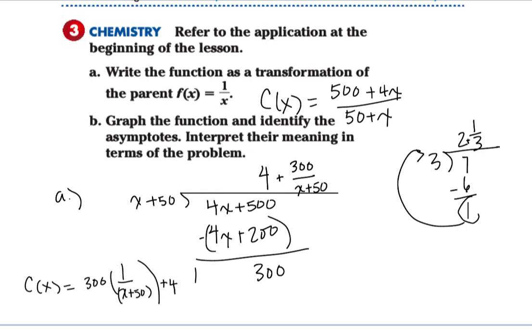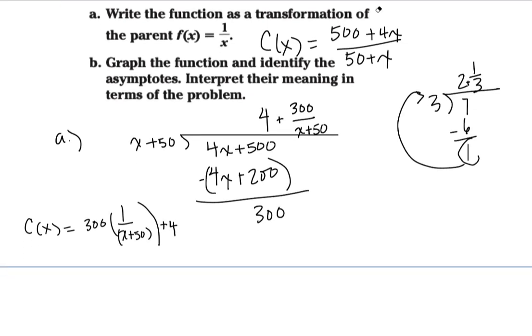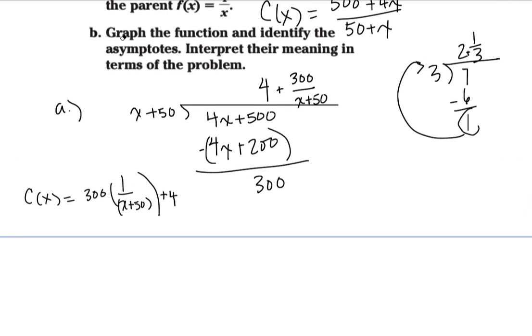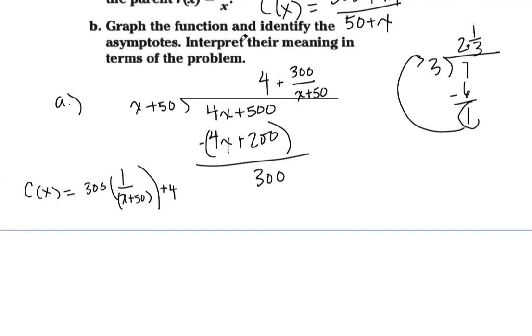Does that kind of make sense, guys? Does it seem reasonable that we can manipulate this equation a little bit by doing some long division so that we can see the parent graph in it? We can kind of see its ancestry. And so part B is asking us to graph the function and identify the asymptotes, and interpret the meaning of the graphs in terms of the problem.